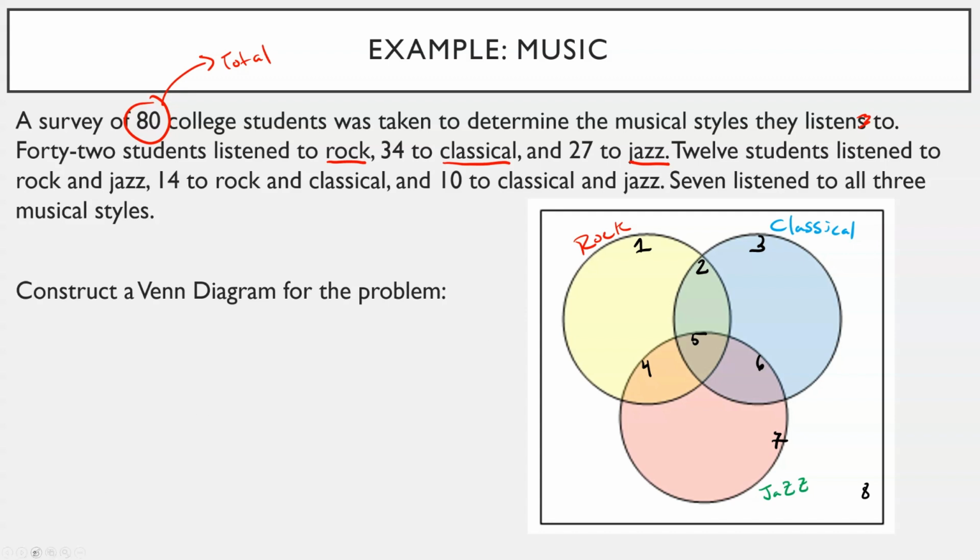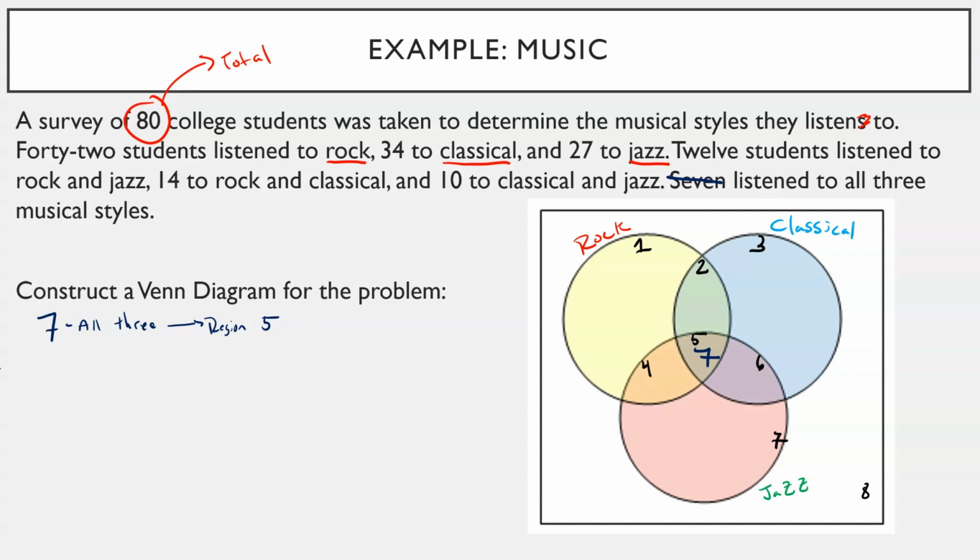And this is where things are going to get a little crazy. So 12 students listen to rock and jazz, 14 to rock and classical, 10 to classical and jazz, and 7 listen to all 3 musical styles. Construct a Venn diagram for the problem. So right here, 7 did all 3. That's the innermost region, so that's just region 5. I'm going to start with putting the number 7 in there. So I got that.